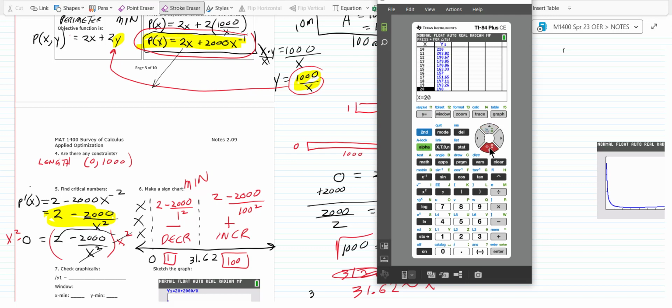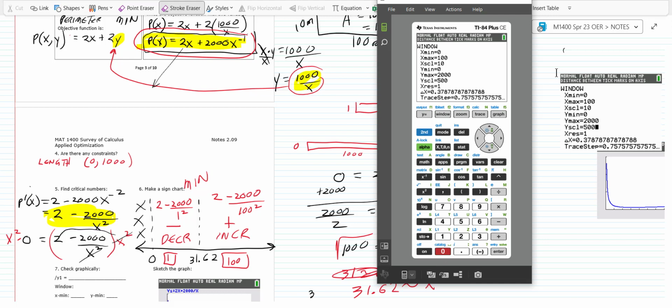The numbers are going to get smaller. Eventually, they're going to start getting bigger. And if you go all the way around that 31, you're going to see that this thing starts getting bigger again. So what I'm going to do on my window is go 0 to, let's do something like maybe 2,000, maybe by a scale of 500 like that. Okay, and then I'll just put in a graph.